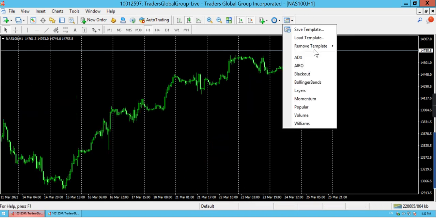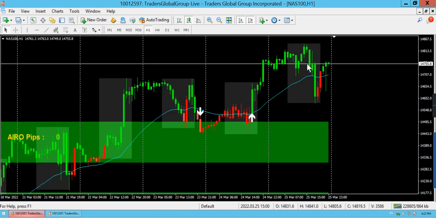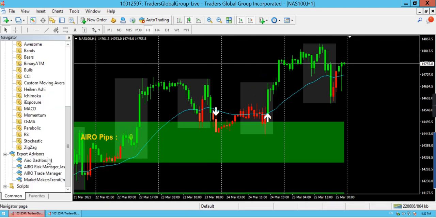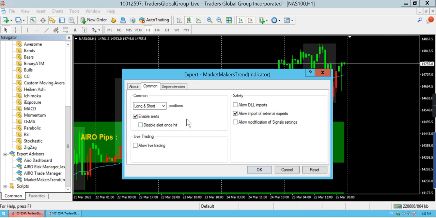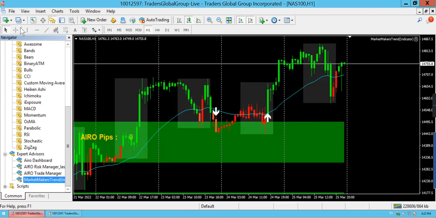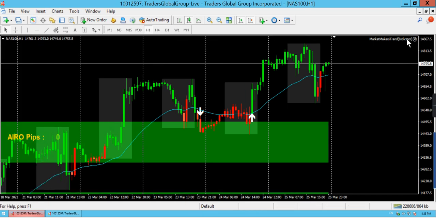So I'm going to have it arrow. Again, this terminal, because I have market maker trend, arrow is already on here, and I can have market maker trend and both of them together. So here's arrow, H1, and then I'm going to place market maker trend on there. Make sure I allow DLL imports and then hit OK. All right, as long as it's there, it's fine. It doesn't need to be auto trading or anything because it's not really turned into an EA yet.